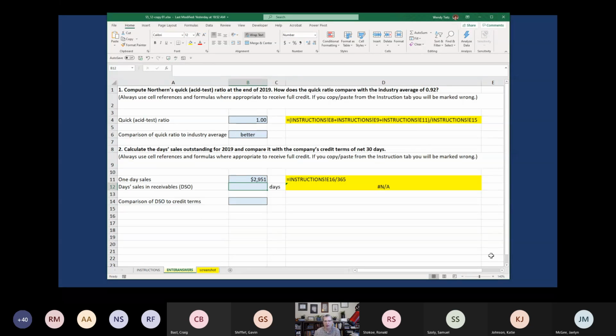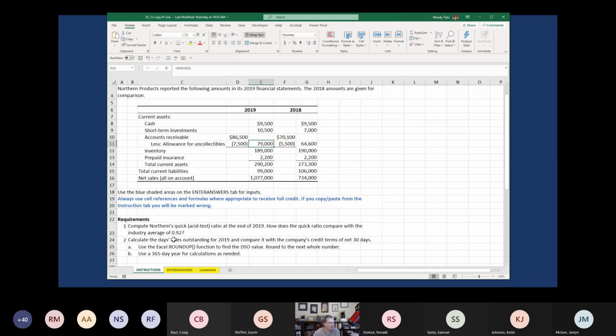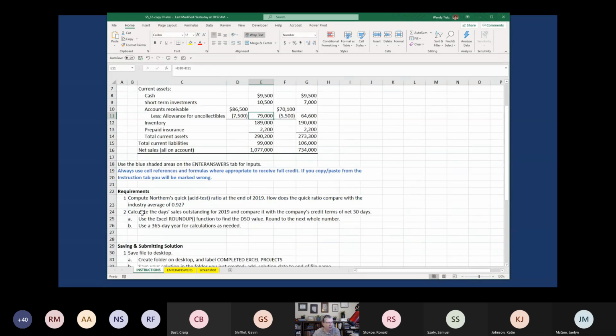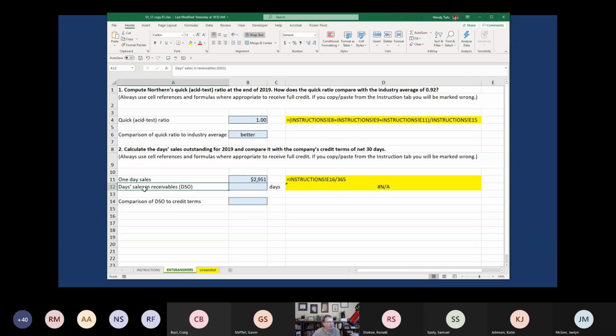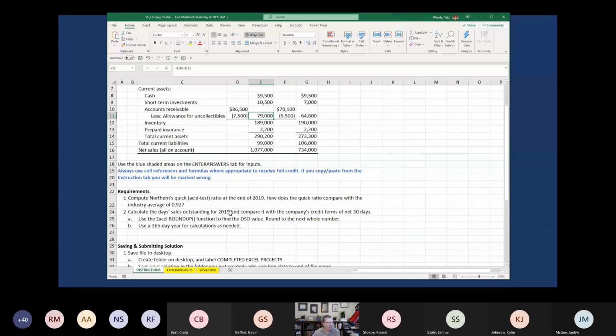The next one is one of those things you have to trust me on. I'm going to type it in, and then we're going to dissect it. The next one is asking us for our days sales in receivables. Let's look back at the instructions. It says calculate the days sales outstanding, so that's what this is. Days sales in receivables is days sales outstanding, compared to the industry credit terms of 30 days.